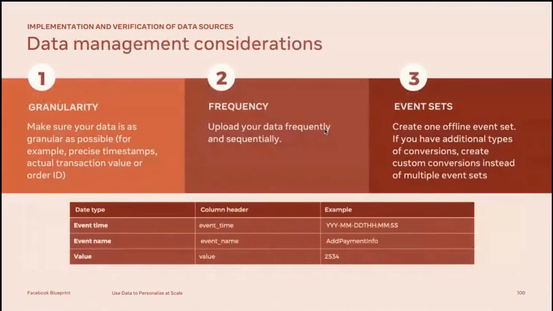And when you create an offline conversion, please keep three best practices in mind: granularity, frequency, and event set. Granularity means that you upload data as granular as possible, which means as detailed as possible. Frequency: make sure that you maintain a frequency of your data upload, and you do it sequentially. If you have been uploading yesterday's data every day, don't change it to uploading today's data first and then yesterday's data. Make it a sequence, and stick to that.